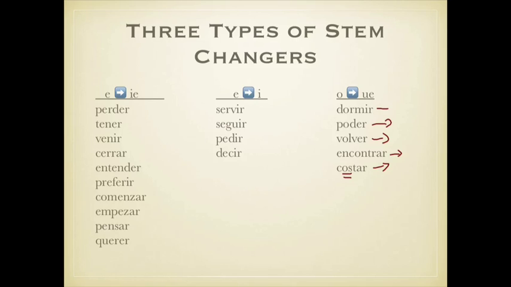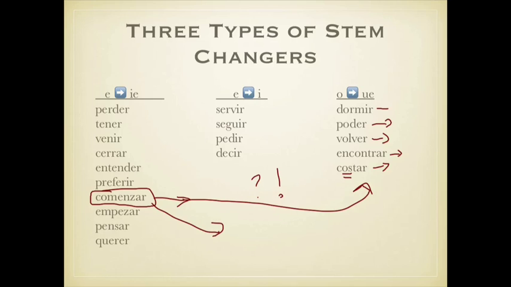Okay? Now, here's the other thing. Now that we know that all of these are stem changers, how do you know which vowel to stem change? For example, comenzar, you could have said, hey, that belongs over here. But that's not the case. Okay? Because if we look at comenzar, you have to look at the very ending and you go back one vowel. And that one vowel is an E. So that's the one you stem change. Another good one is preferir.